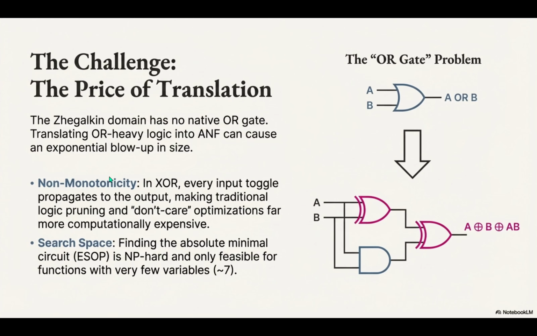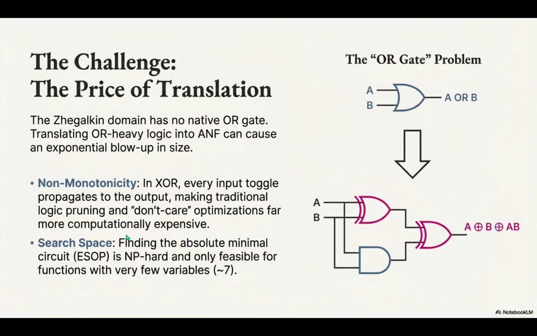And the XOR function itself is fundamentally different from AND and OR, which complicates optimization, right? Absolutely. XOR is non-monotonic. In standard logic, if you have a massive AND gate and one input is 0, the output is instantly 0, it masks everything else. And designers rely on that for optimization, using don't care conditions to simplify things. They do. But in XOR, every input toggle always propagates to the output. There's no masking.